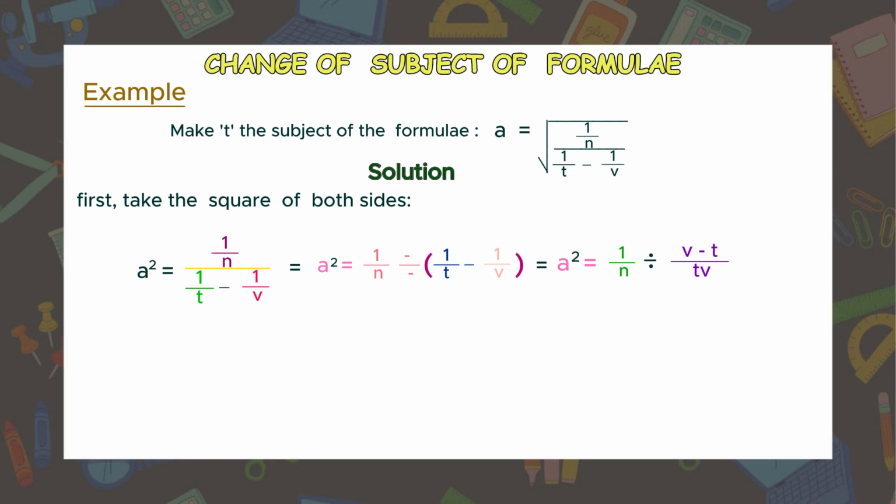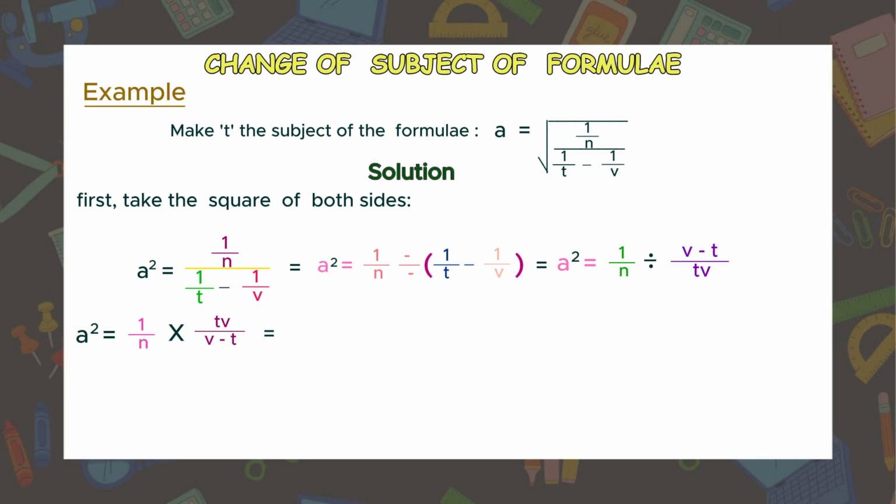Now we have a division sign here, so we transpose. We change the division sign to multiplication sign. The denominator goes up and becomes the numerator, and the numerator comes down and becomes the denominator. Therefore, a squared is equal to 1 over n multiplied by TV over v minus t.